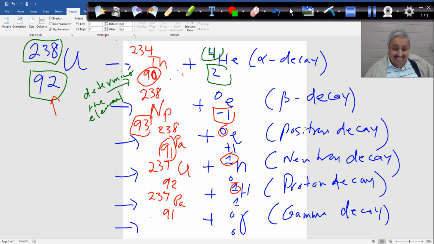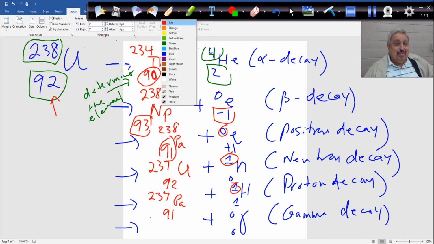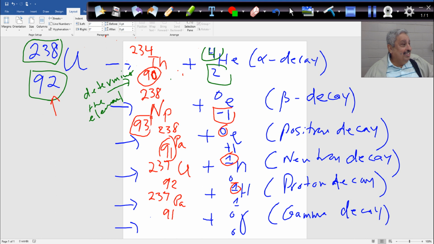The last one is very funny because you get the same one out. No mass, no charge, no atomic number, no atomic mass, correct? So you can expect the same one coming out, 92 and 238. You get the idea, guys?